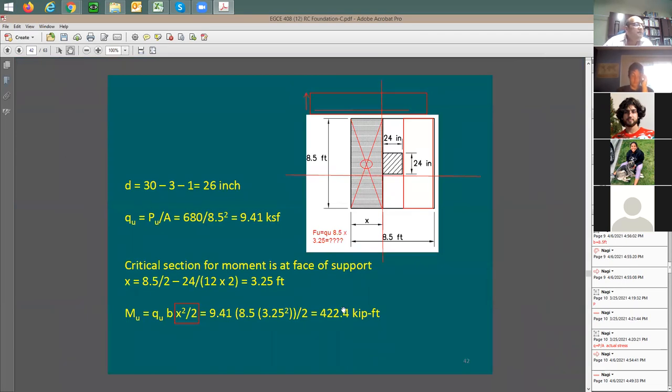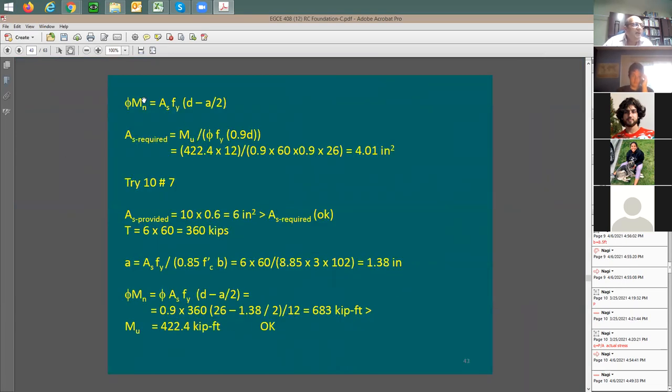So here's the moment, 422.4. Now I need to find out how much AS is needed. How much reinforcing are we talking about? So I'm looking here at this equation. This is the equation I'm used to, correct? You guys are used to this equation. You have seen it before. AS, FY, D minus A over 2. And usually we assume steel is yielding, so you put this to be 60. And my apology here, we have a missing phi. You see this here in the equation? This is going to be phi. So I need to fix this.